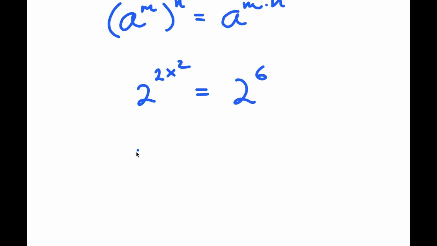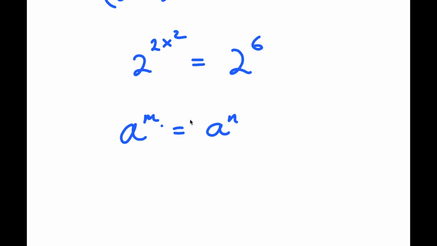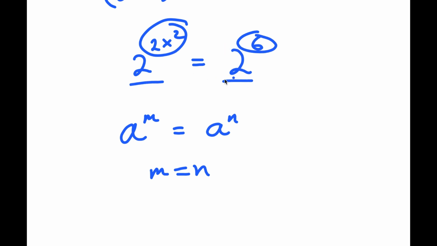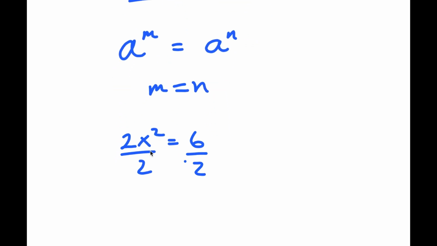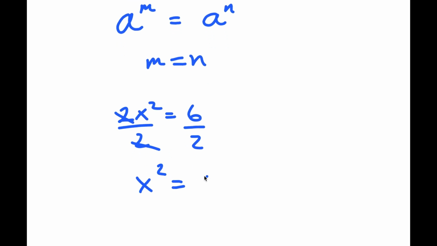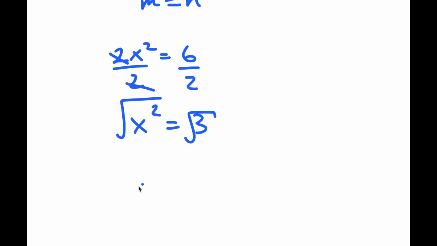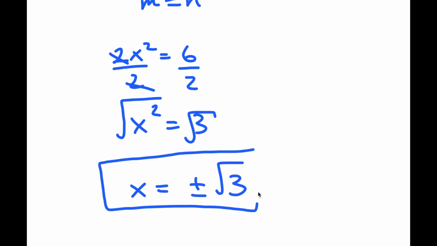Now from here I'm going to use another property that states that if a to the power of m is equal to a to the power of n, then m is equal to n. So because this is true, this means that 2x squared is equal to 6. So now if I divide both sides by 2, I get x squared is equal to 3, and x is equal to positive or negative square root of 3. So these are my two solutions to this equation.